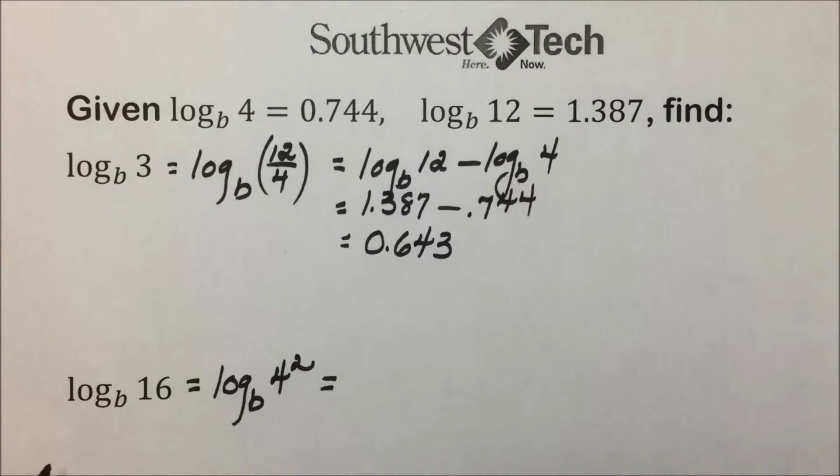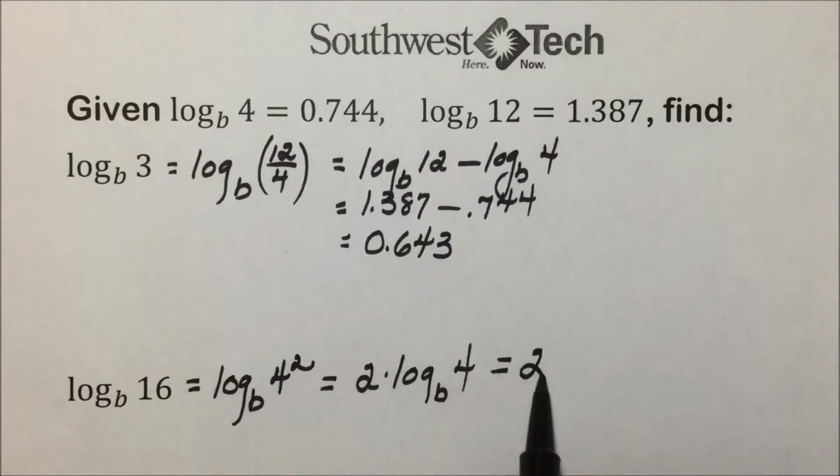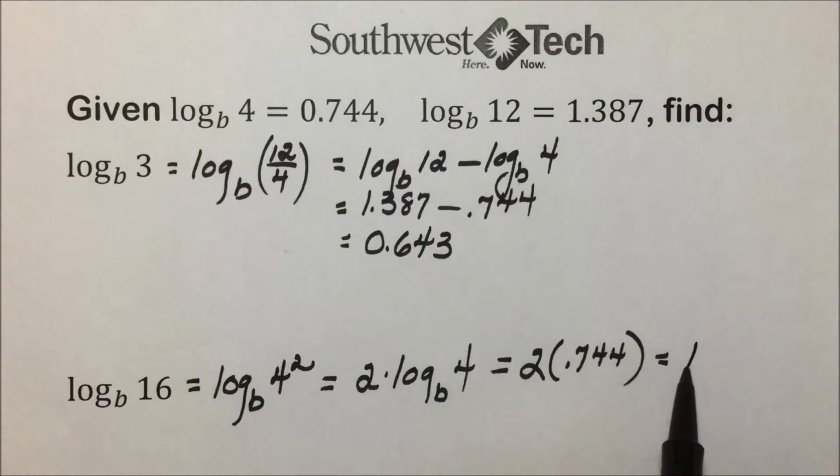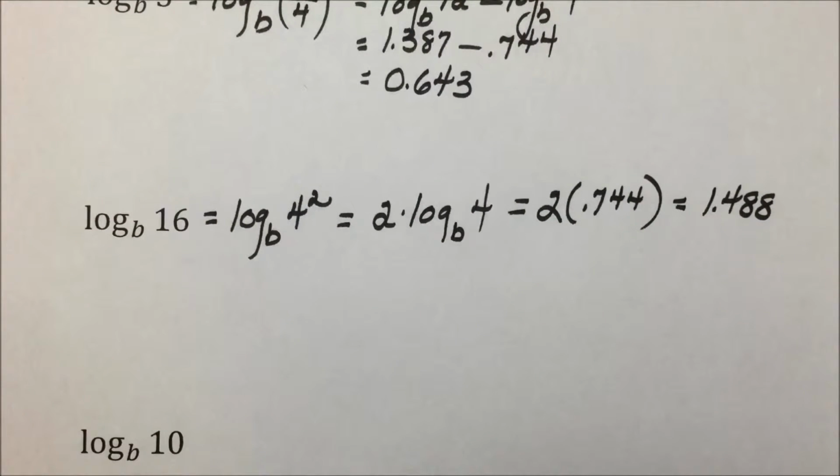Using our power rule, the exponent becomes the coefficient of log base b of 4. Using substitution, we can replace log base b of 4 with the value that was given, 0.744, and multiply to give us our solution. When we multiply those two numbers, we end up with a value of 1.488.